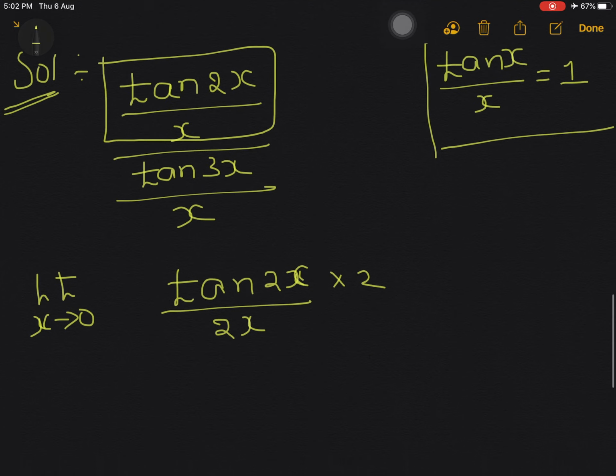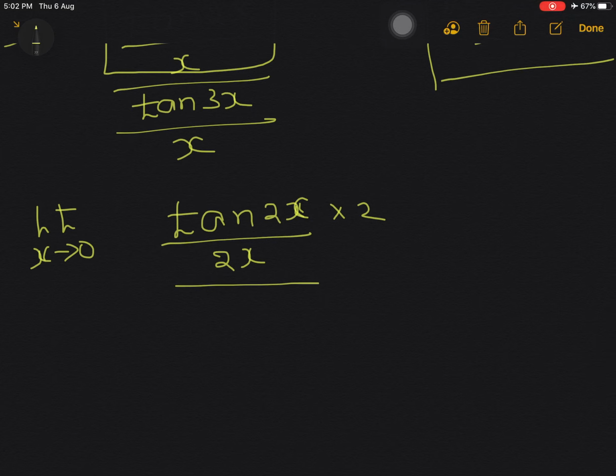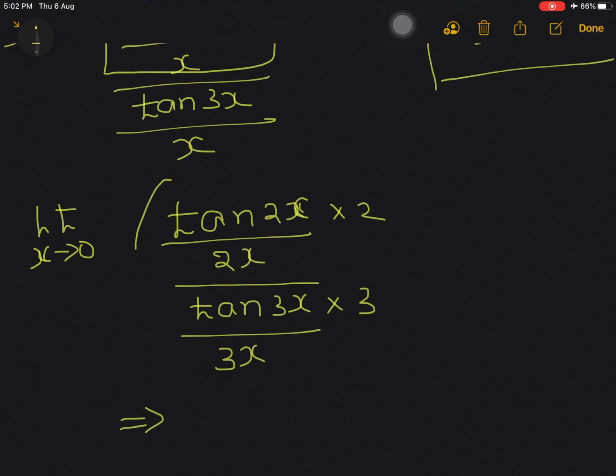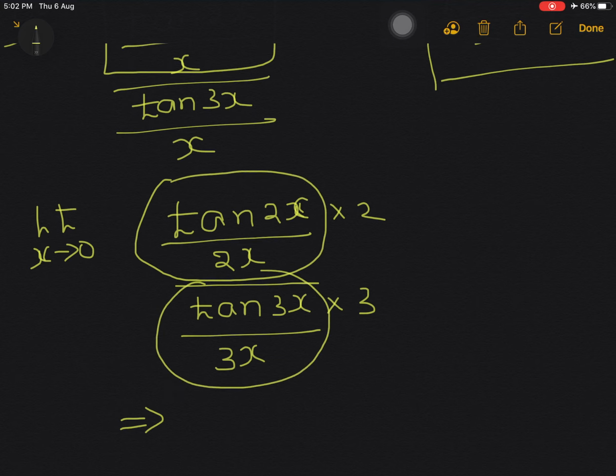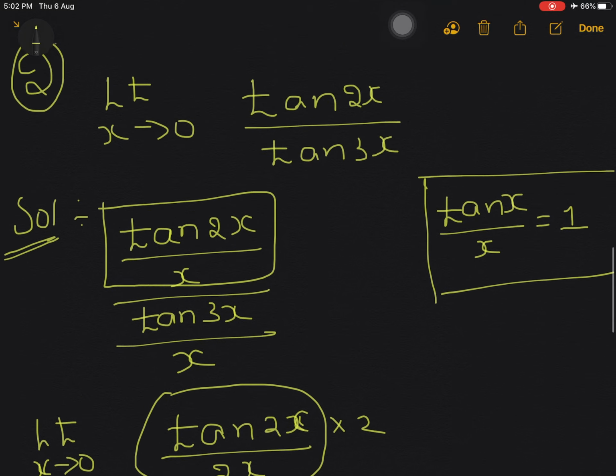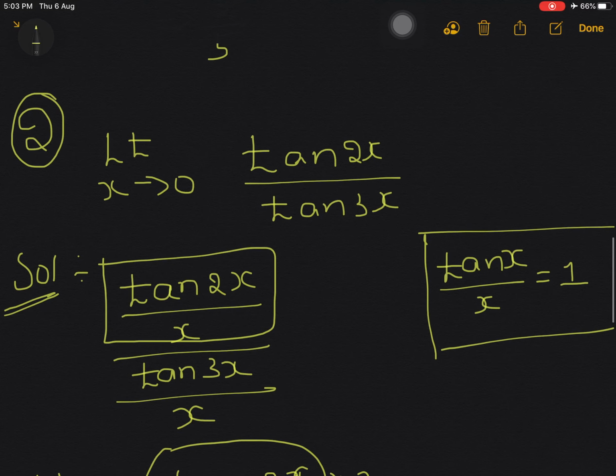Do the same thing for tan of 3x also: multiply and divide with 3. It will become tan of 3x into 3 divided by 3x. Here tan of 2x by 2x is equal to 1, and tan of 3x by 3x is also equal to 1. So 1 into 2 by 1 into 3 is equal to 2 by 3, and this is the solution. I think all of you understood this question. What we did in this question is that we brought the expression into the standard form.